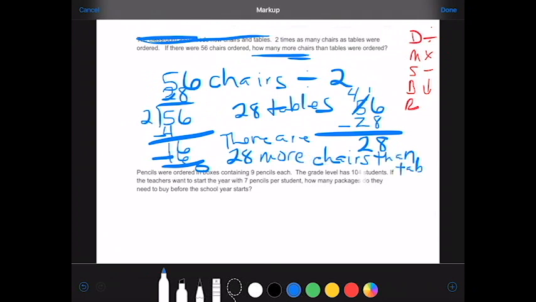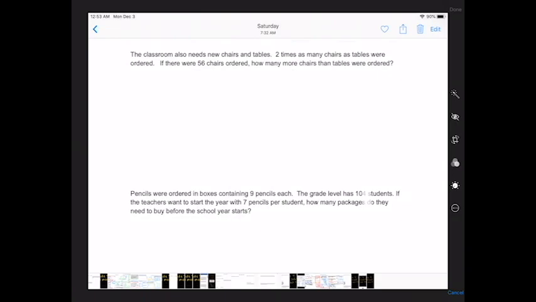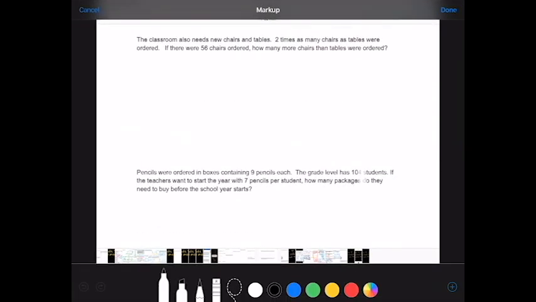than tables. So here we have pencils were ordered in boxes containing 9 pencils each. The grade level has 104 students. If the teachers want to start the year with 7 pencils per student, how many packages do they need to buy before the school year starts? So if the grade level has 104 students and each child is going to have 7 pencils, we want to start by multiplying 104 times 7.